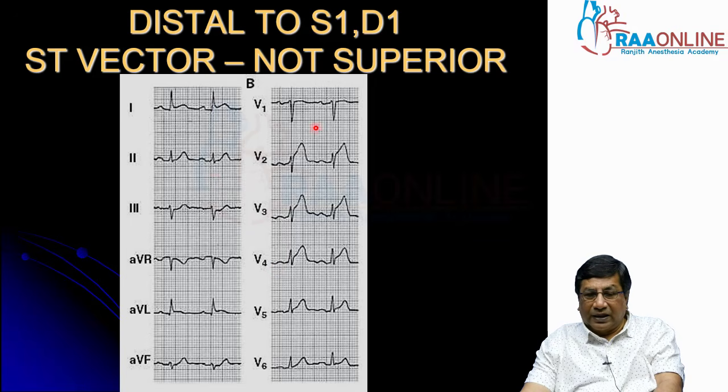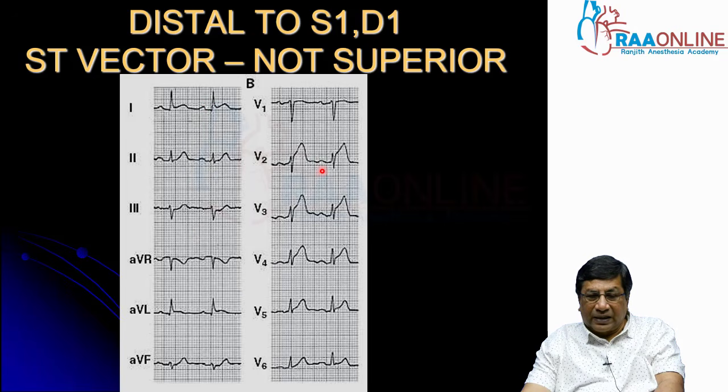So look at this ECG here. I have ST segment elevation in anterior leads. So immediately I look at the inferior leads. My inferior leads, L2, L3 and AVF, are not showing any ST segment change. The ST is normal here. That means my ST vector is not going superiorly. My ST vector is normal in the inferior leads.